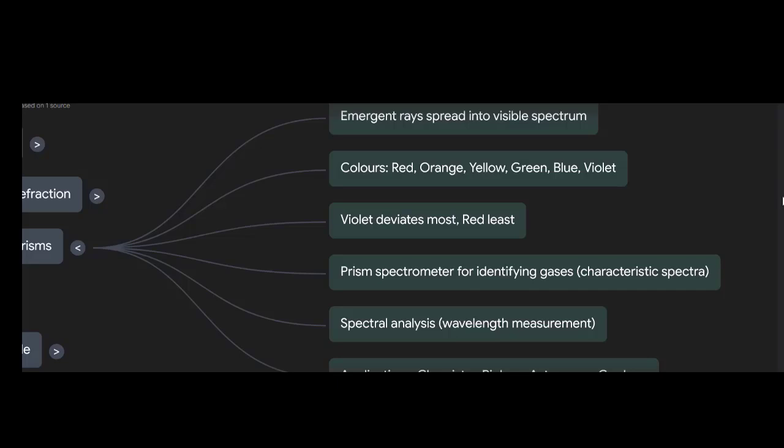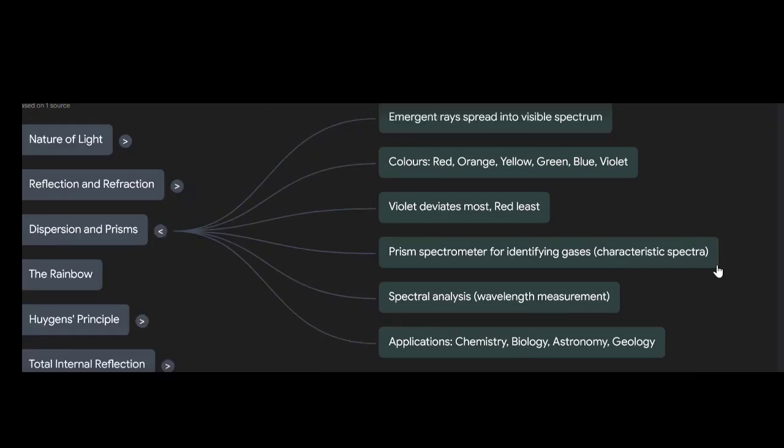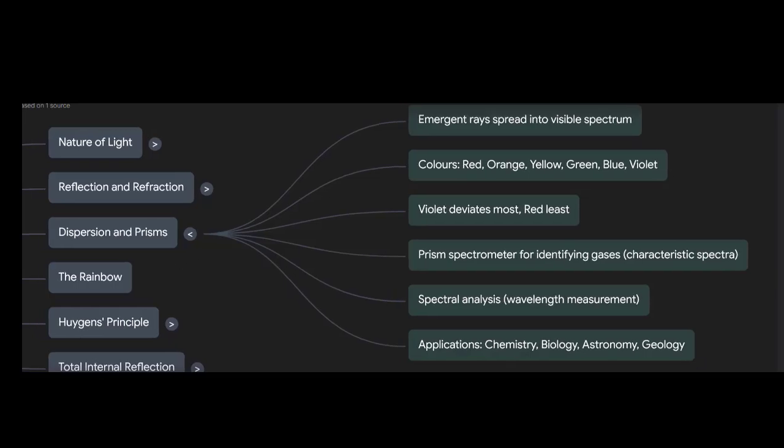Exactly that. The prism separates the white light, which is a mix of all colors, into its component spectrum. Red, orange, yellow, green, blue, violet, a rainbow. It's sorting the light by wavelength. That's brilliant. And this isn't just pretty, it's used scientifically.